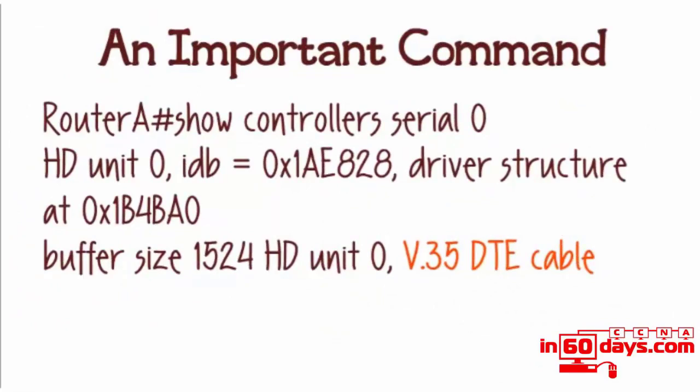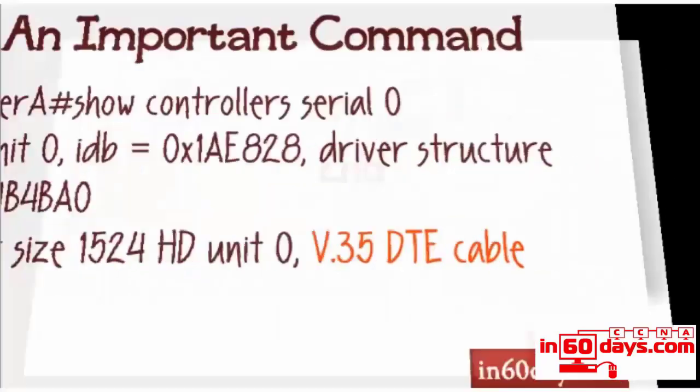Very important command for troubleshooting is to show controllers serial and then the number of your serial interface, such as 0 or 0/0. If you have a DCE cable plugged in, you must have a clock rate. And this is another classic way they catch you in the exams. This particular one's got a DTE cable, so you're fine. If it said a DCE cable though, you would need to have a clock rate on this interface.